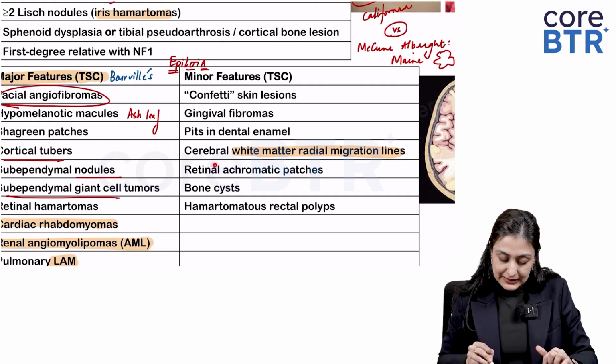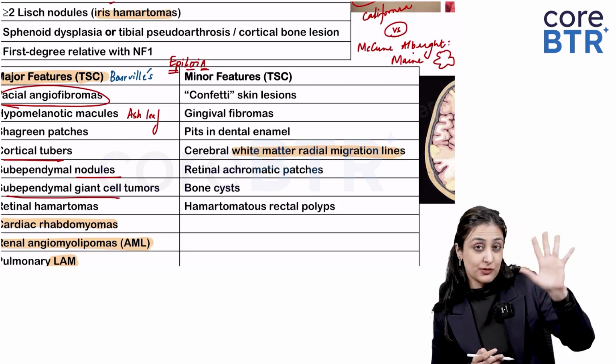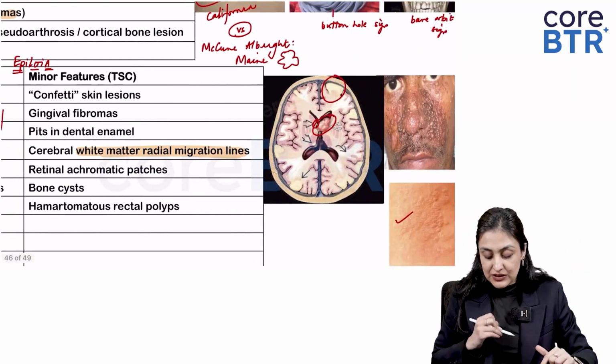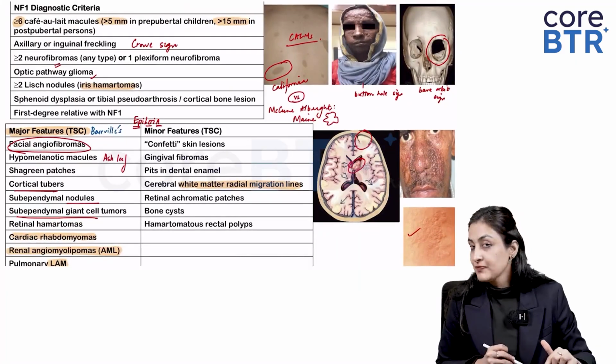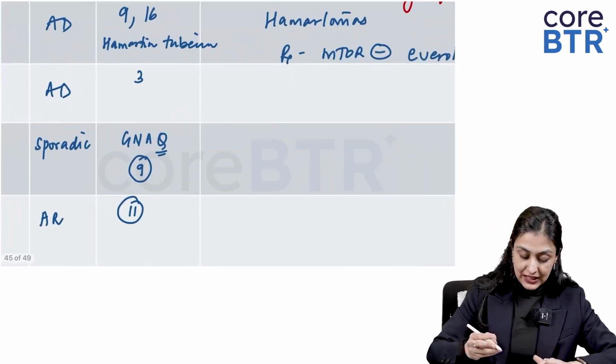Apart from that, there are many minor lesions. Don't see that. So major symptoms, if you remember, that's fine. So remember AML and LAM. Remember 3 brain lesions. Remember adenoma sebaceum, right? So that's tuberous sclerosis. VHL, we will study again in surgery.